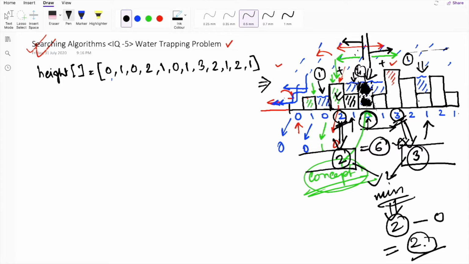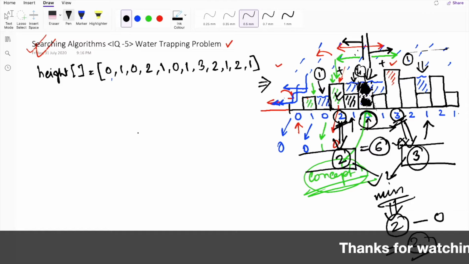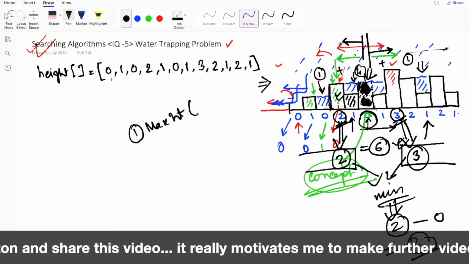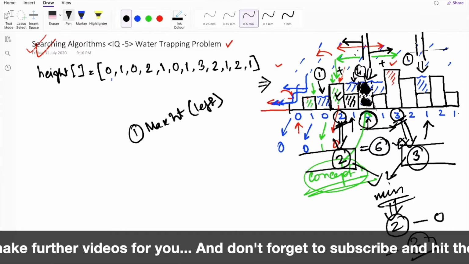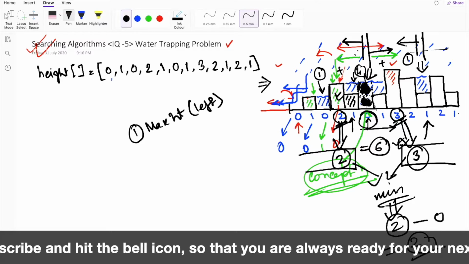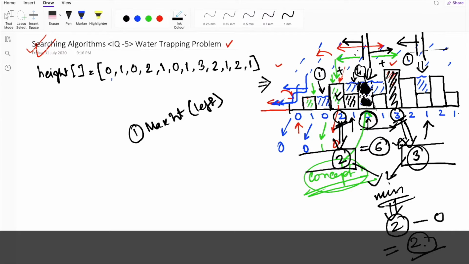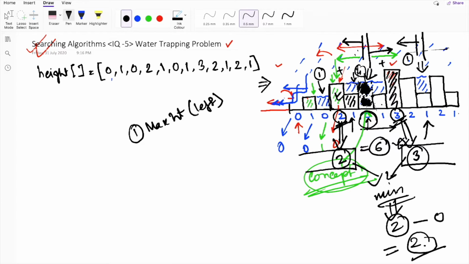Let's consider this block. The height of this block is 1. Now step 1 is to calculate the maximum height of the block on the left side. Here if we calculate the maximum height on the left side, we can see that the maximum height is 3, present over here. So the maximum height of the block on the left side of this denoted block is 3. And then we have to find the maximum height of the block on the right side of this block. Here on the right side, the maximum height of the block is 2.